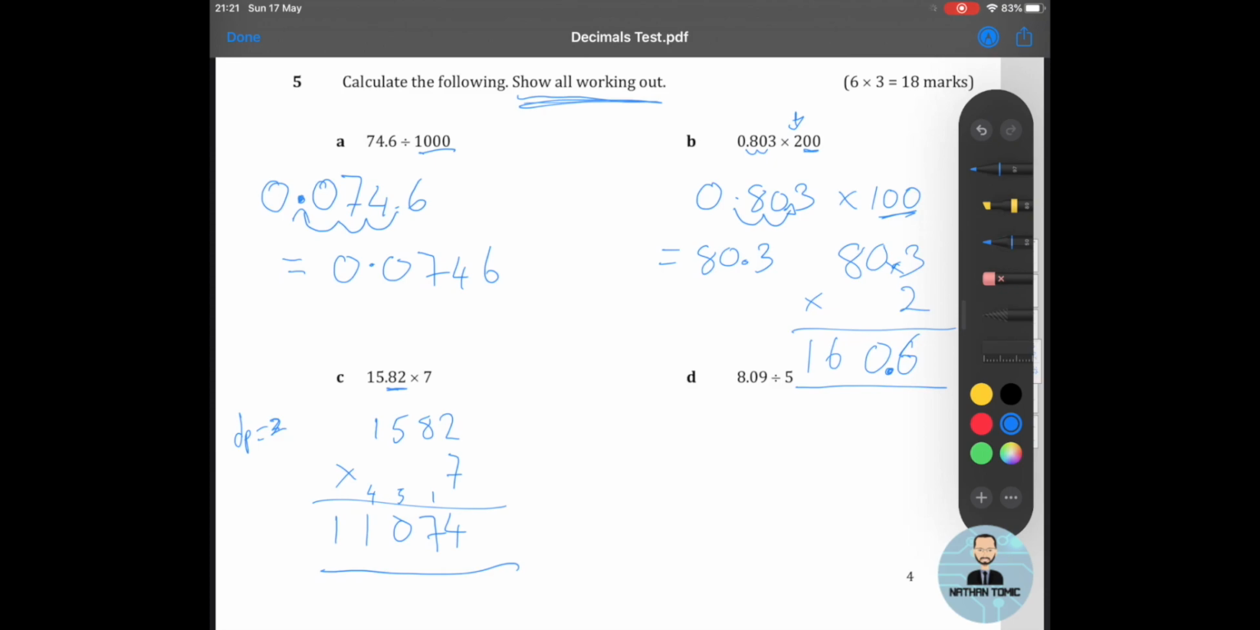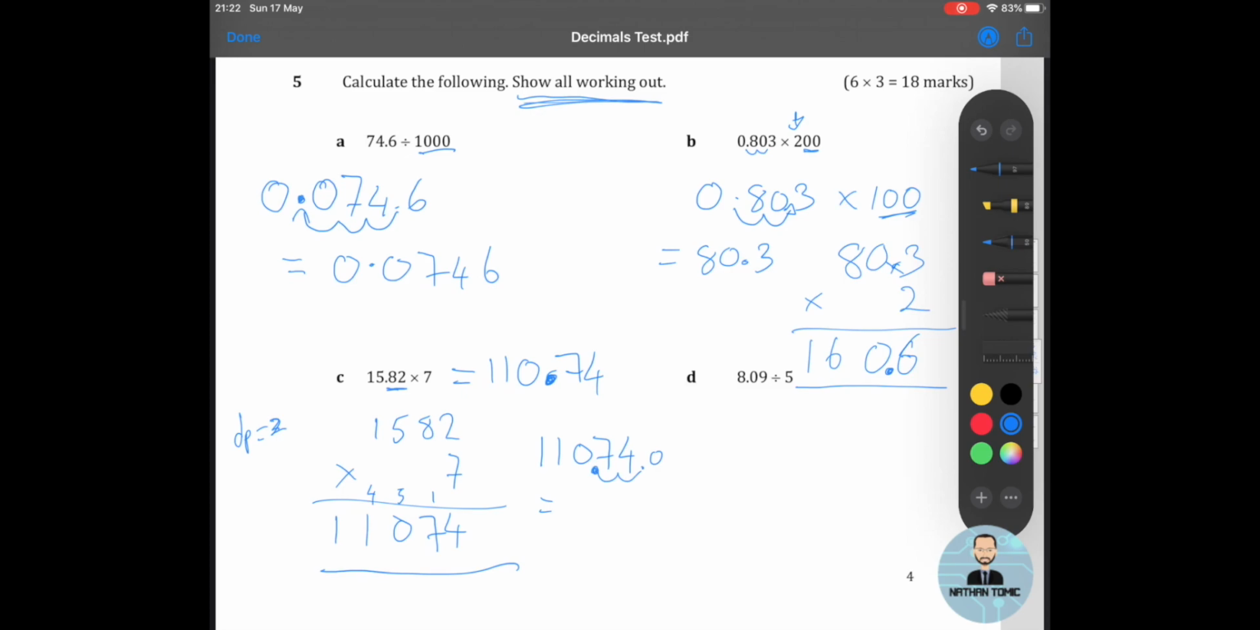So this multiplication is 11,074. But now I add in the 2 decimal places. So remember, technically you could say that's where a decimal is. So 2 decimal places means I move it 1, 2 to here. So my answer is equal to 110.74. That's a decimal point, not a 0. Okay, so again, it's just straight multiplication of decimals.